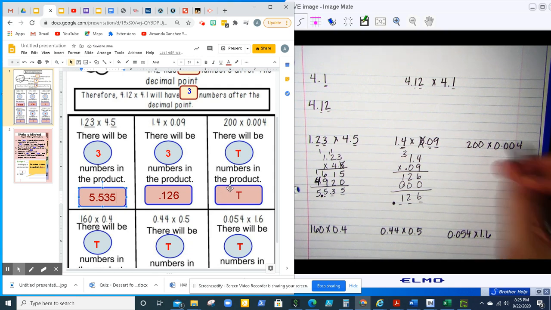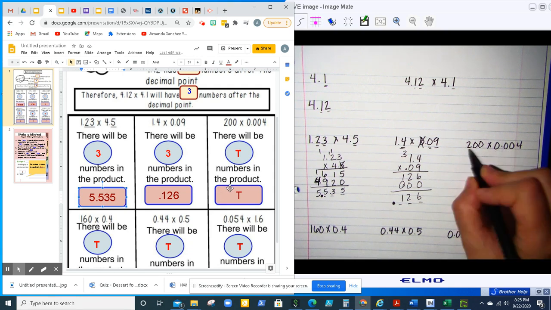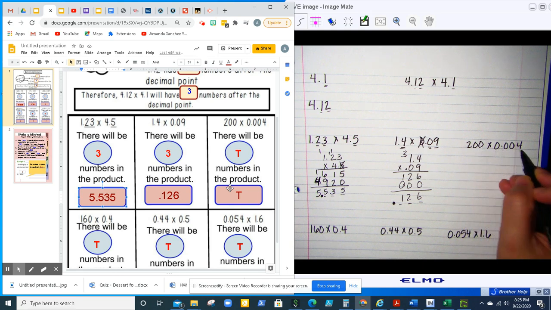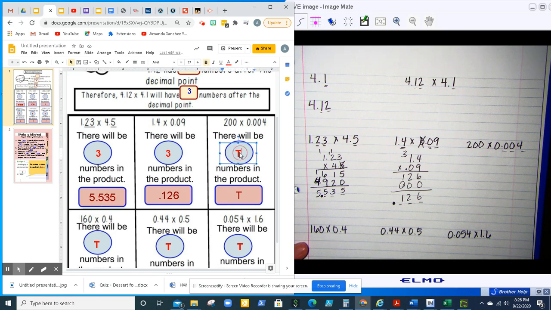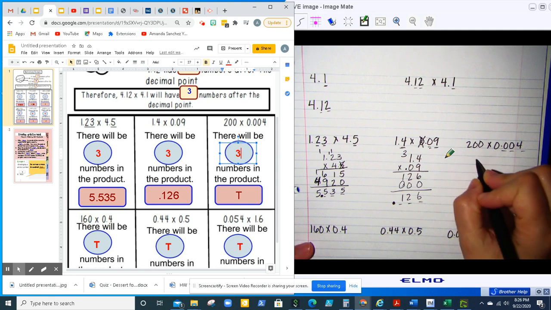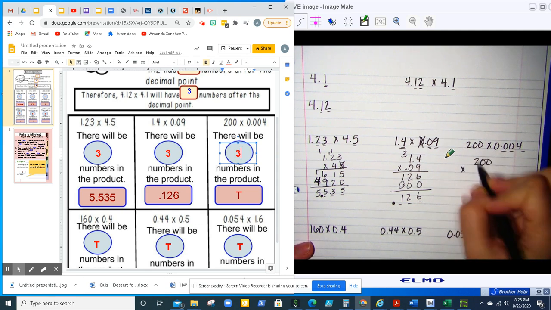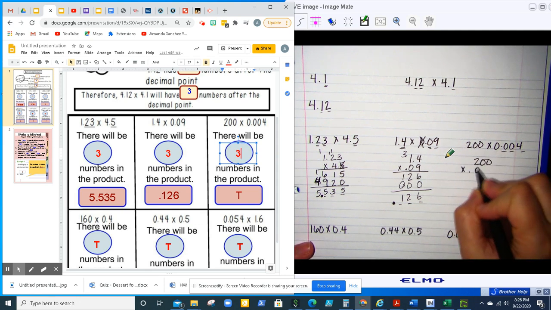Okay, for problem number 3, you have 200 times 0.004, so there should be three numbers because you have three numbers behind the decimal. So I should have three numbers in the product. I'm going to change this to say three numbers behind the decimal. Okay, so 200 times 0.004.